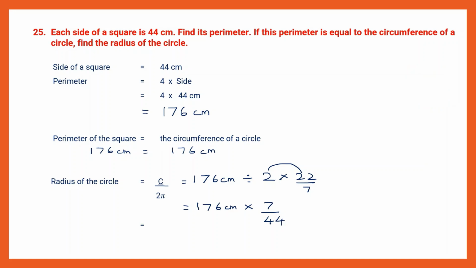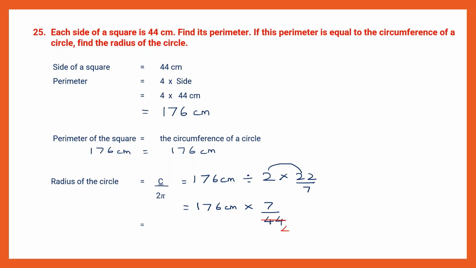Now let's see if we can cancel something. Can we cancel 44 and 176? Okay, let's try. We can cancel it by 2 because both are even numbers. We can cancel it by 4. We can cancel it by 11. You can also cancel it by 44. Let's take a number that's easier for you. Okay, so 2 or 4, whichever is easier. 11 also is easy, isn't it? So let's try with 11.